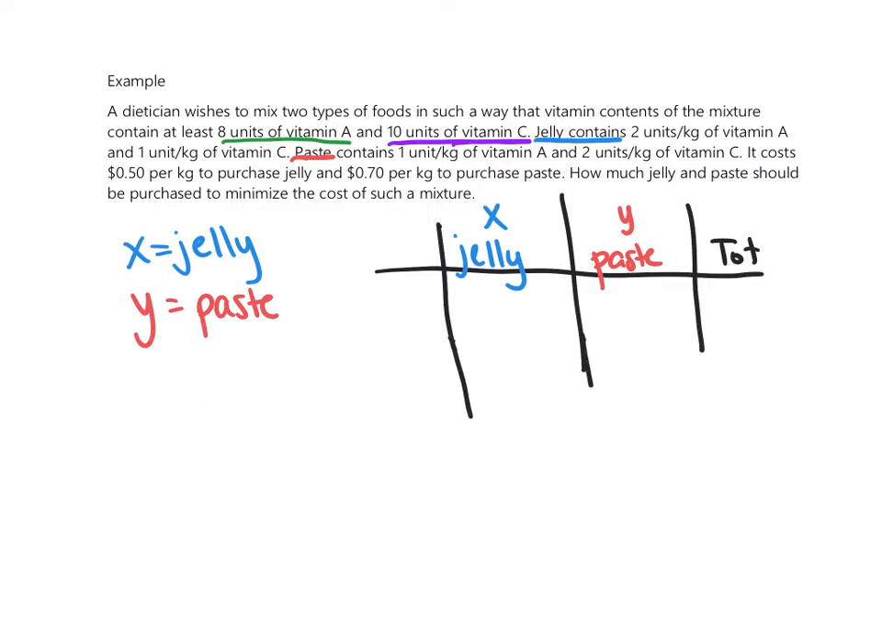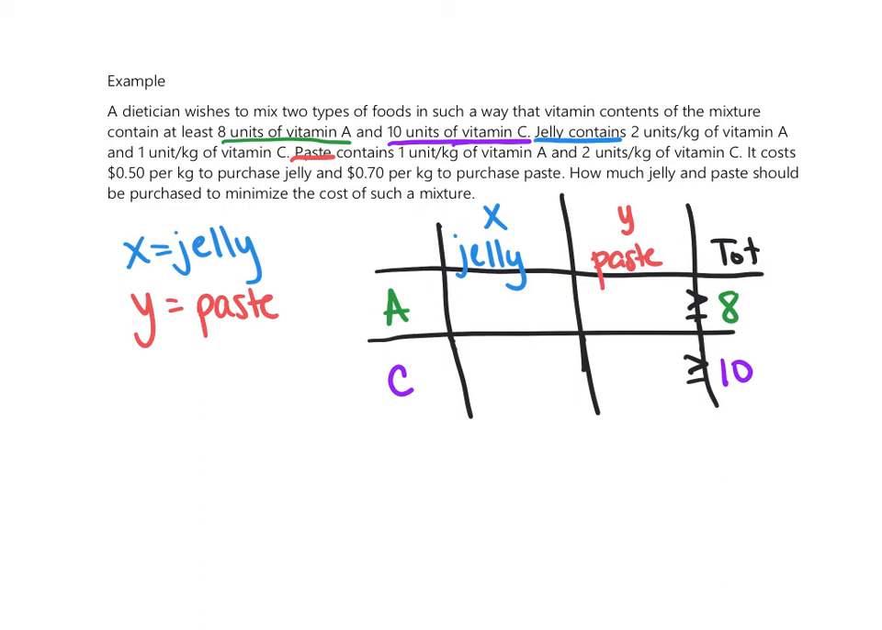And so I know that in this particular equation, I have to have at least 8 units of vitamin A. So at least means greater than or equal to 8. And at least 10 units of vitamin C. So that is greater than or equal to 10. And so now I can go and fill this in.